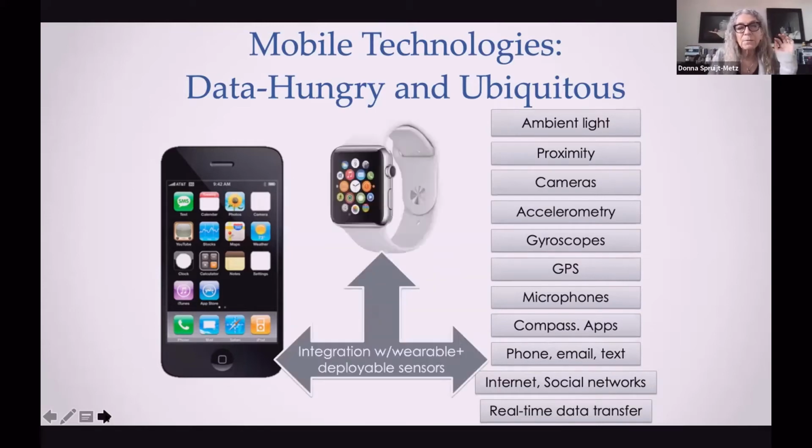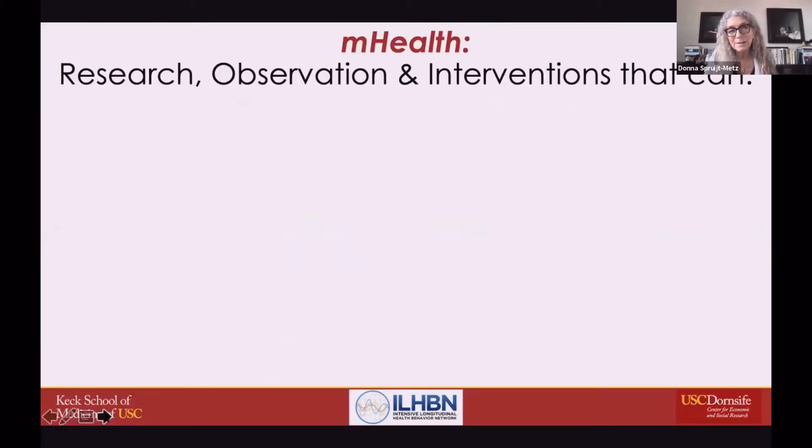The smartphone hooked up to the smartwatch gives us all of this data: ambient light, proximity, where you are, cameras, accelerometry, gyroscopes, GPS, microphones, compass, apps, phone, email, text. It's right there: internet, social network, who you talk to, and real-time data transfer. It's mind-boggling. And it's mind-boggling to try and use this data. Don't underestimate it. And a lot of you know this.